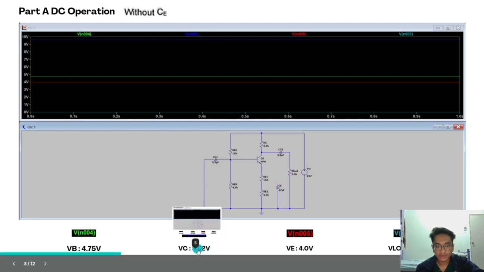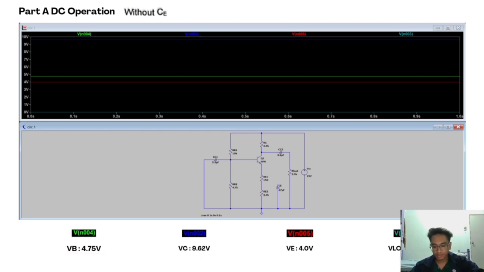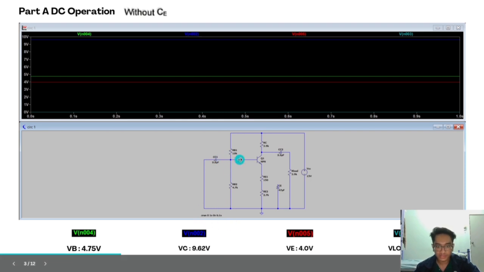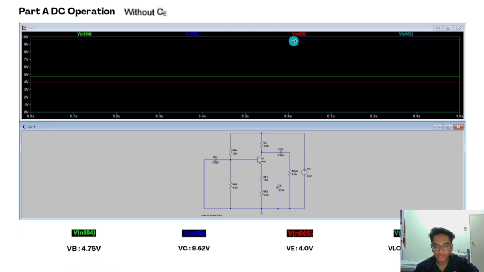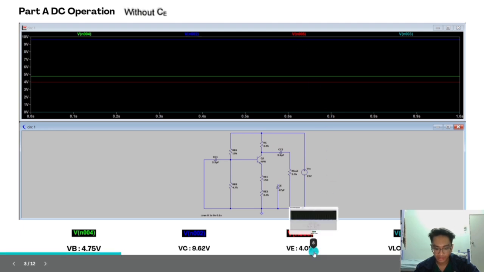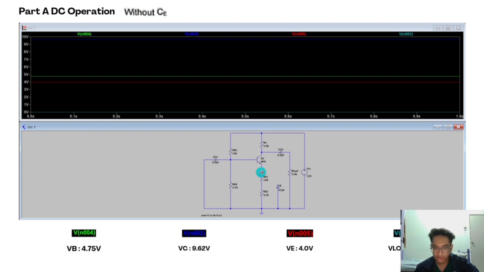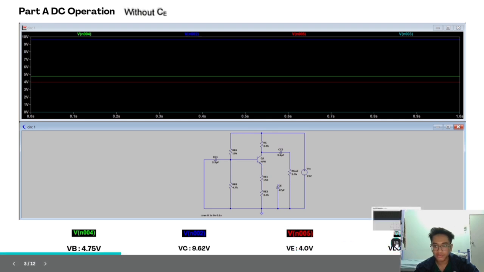Now the VC is 9.62. VB is here, and VC is over here. And then for VE, this line here, VE is on top of R1, which is 4.0 volts. And V load is 0 since it is an open circuit.